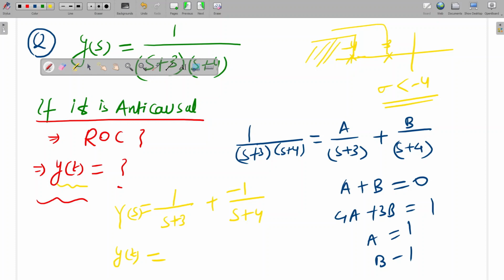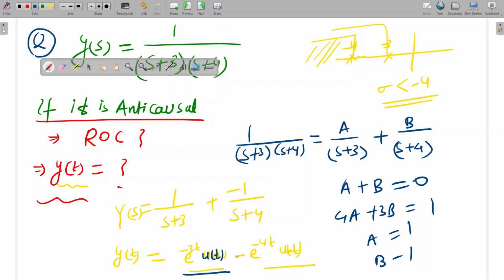Hello? Anyone reply? What should be the y(t)? Yes, sir. e to the power minus 3t u(t) minus e to the power minus 4t u(minus t). This is correct. First should be u(t), second should be u(minus t). Everyone is getting the same thing. Is the second part positive, sir? Second should be positive here. Sigma less than minus 4. See, everyone agrees with this one. First one should be e to the power minus 3t u(t). Correct?